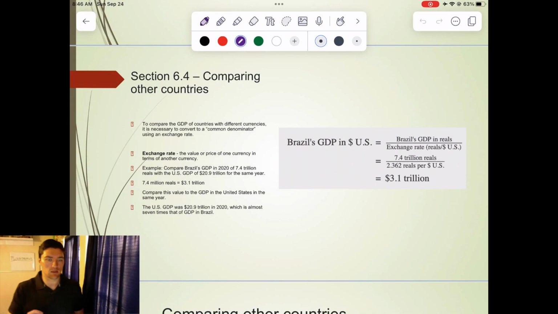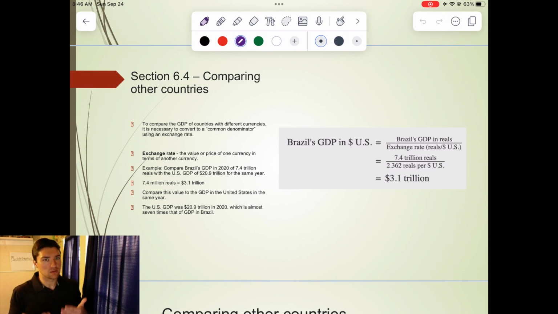Let's continue on with chapter 6, section 6.4. So now we're going to be comparing other countries. Now that we know that GDP is the total value of all final goods and services going on in all the different countries, however, in almost all the different countries, they have a different currency.